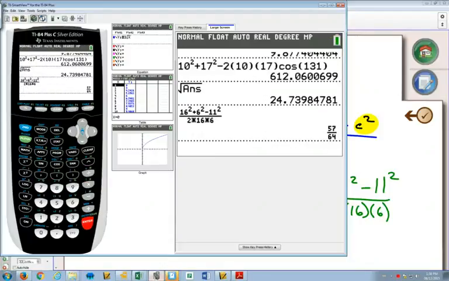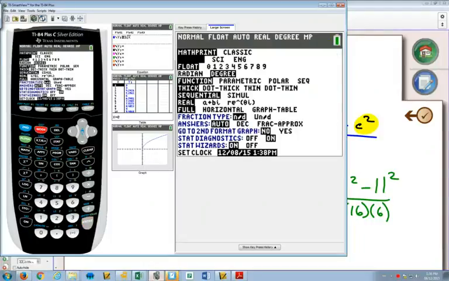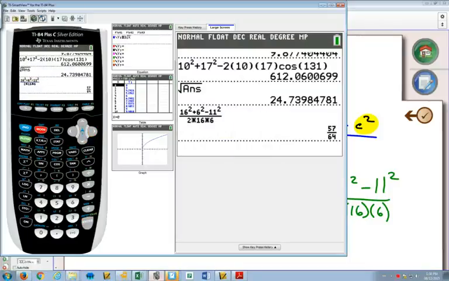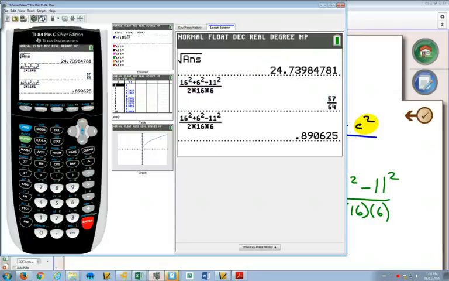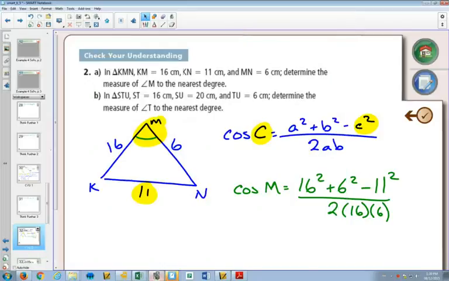Maybe you'll get a fraction, depends what mode you're in. I'm in math print, it looks like. I'm going to put it in decimal. See if that changes. Did you get decimal 0.890625? So now we can write that in: cos of M equals 0.890625.